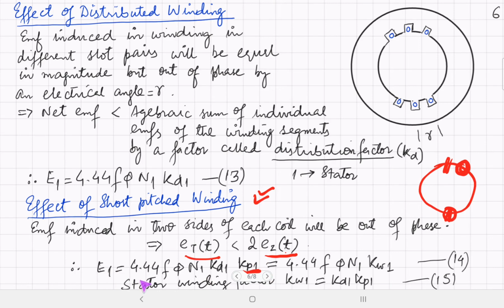We can write therefore the EMF equation as 4.44 f phi N1 Kd1 Kp1, which can further be written as 4.44 f phi N1 Kw1, where we combine these two factors together. The product of the distribution factor and the pitch factor is known as stator winding factor. So this is therefore the final expression for the EMF induced in the stator windings when we use short pitched winding and distributed winding.